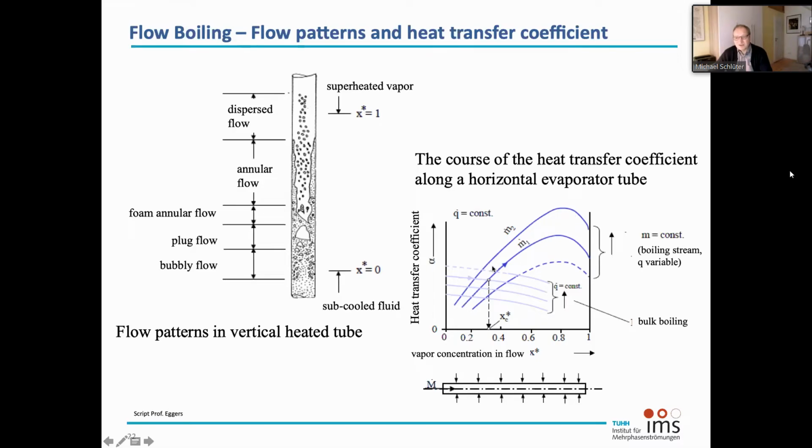And the boiling stream, of course, increases with increasing distance. Also it increases with increasing volume flow rate, for sure. And it increases additionally with increasing heat flux. Now, I guess this is not very surprising. Higher volume flow rates, higher evaporation, and higher heat flux, and we get higher steam mass flow rates.